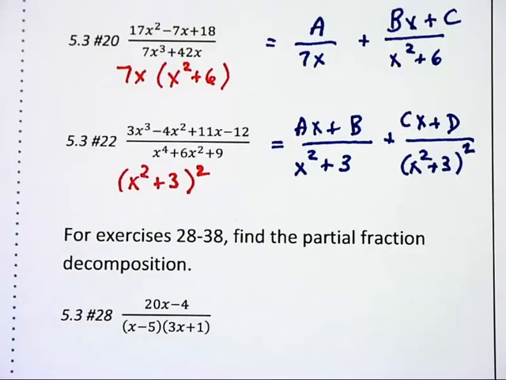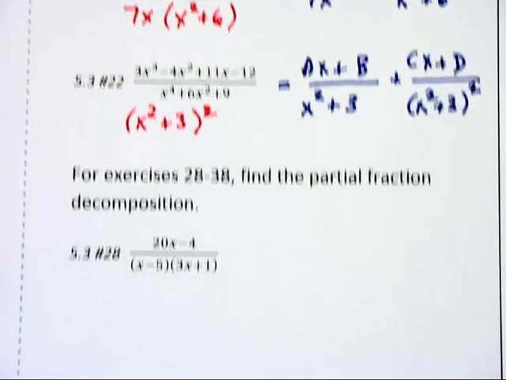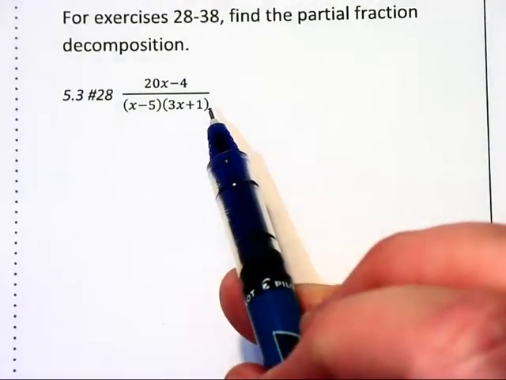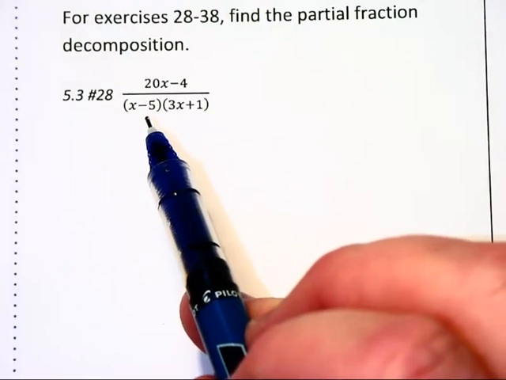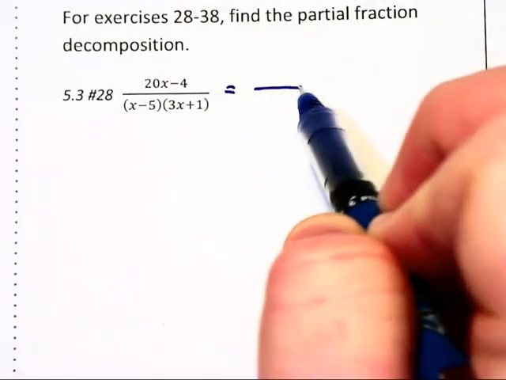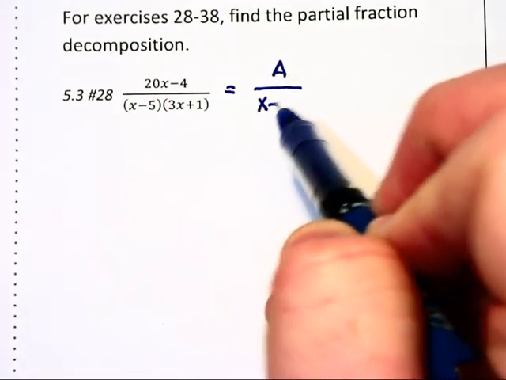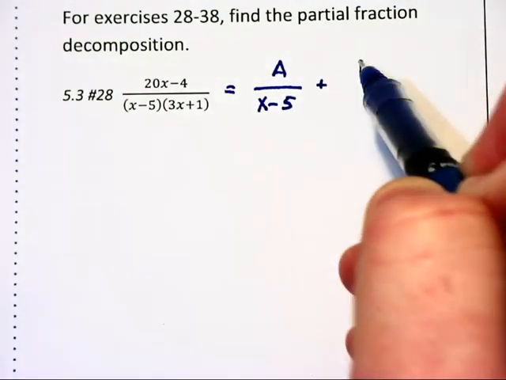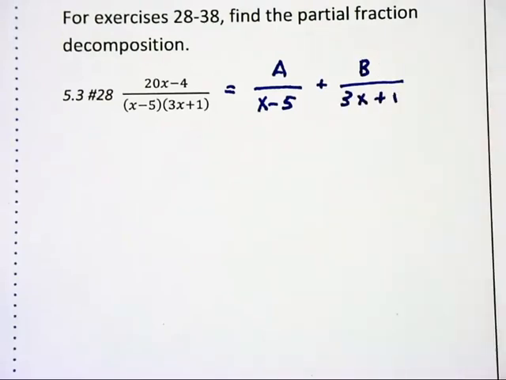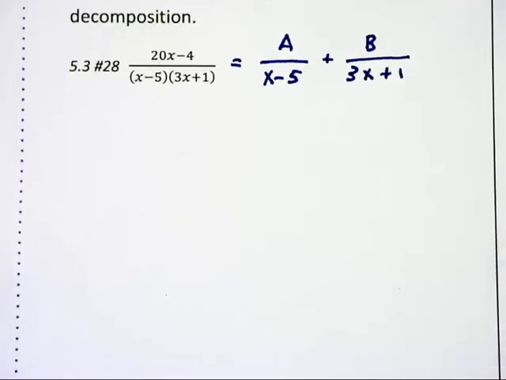Now this has only been the setup. Now we want to actually learn how to do one of these problems. So if you'll notice, we're back up to number 28, which is the same as number 12 up above, where we're going to be breaking this down into A over x minus 5 plus B over 3x plus 1. What we're going to do is focus only on the numerators.